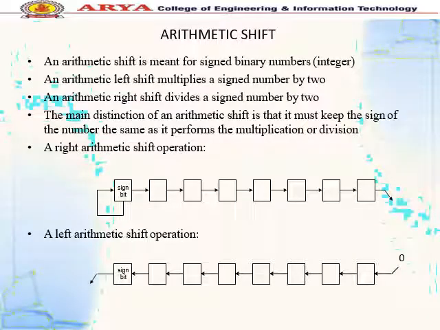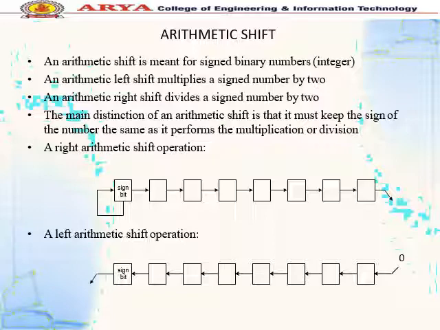Arithmetic shift. An arithmetic shift is meant for signed binary numbers. An arithmetic left shift multiplies a signed number by 2. An arithmetic right shift divides a signed binary number by 2. The main distinction of an arithmetic shift is that it must keep the sign of the number the same as it performs the multiplication or division.